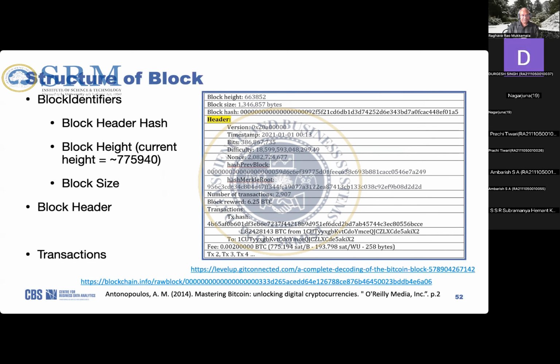So it contains a lot of extra information. For example, it contains the block header hash. First of all, it contains a hash value of the block, right? So this is the hash value of the block. And then you have the height, which is nothing but the current serial number of the block, and the size of the block, and some block header information, and the series of transactions you have.